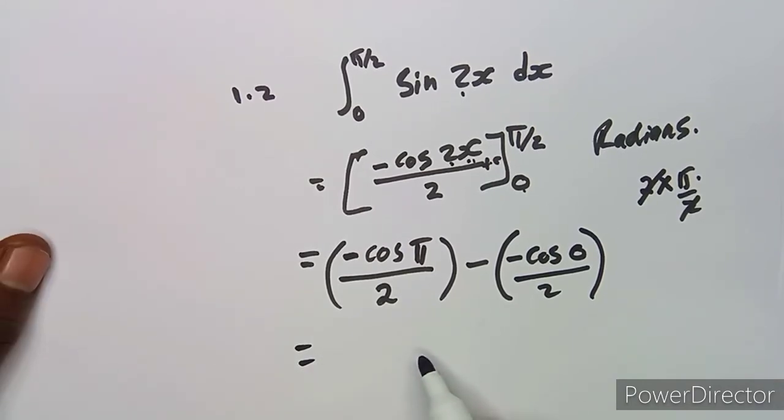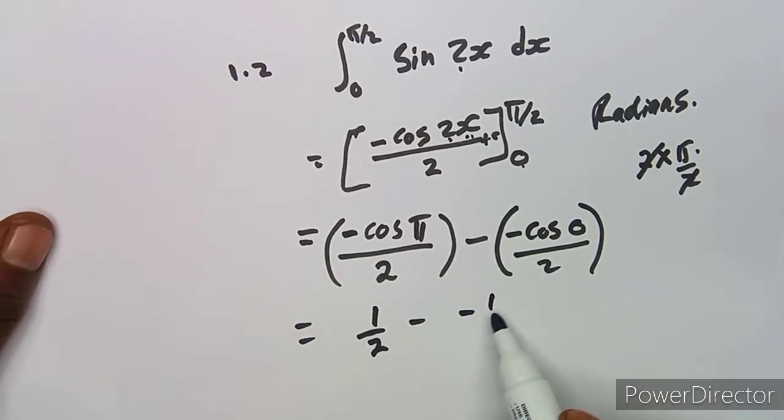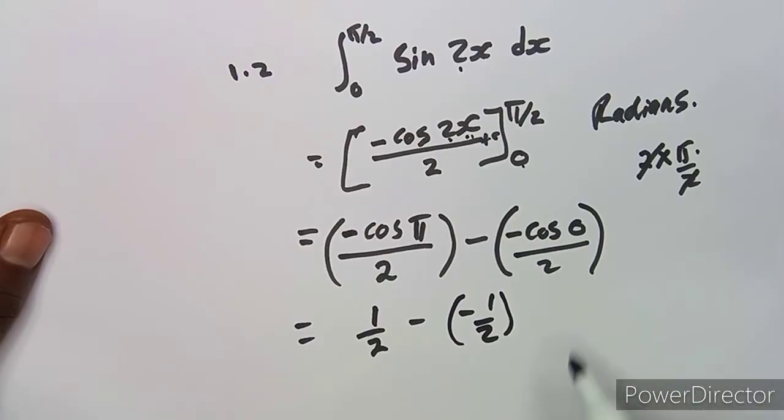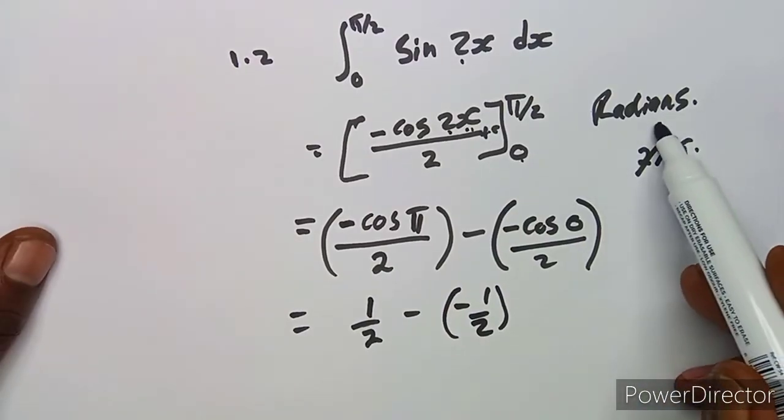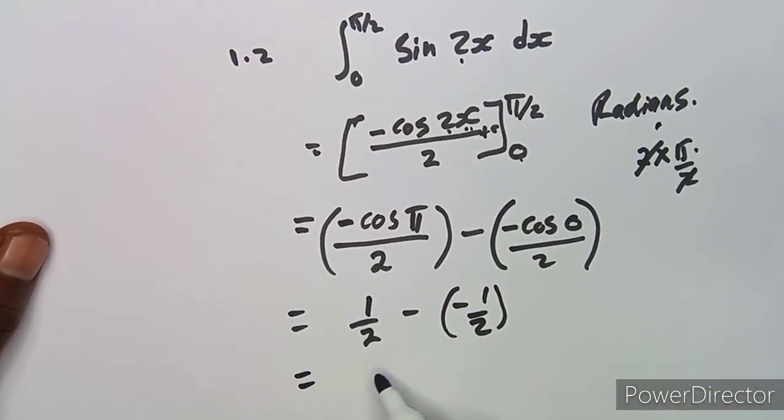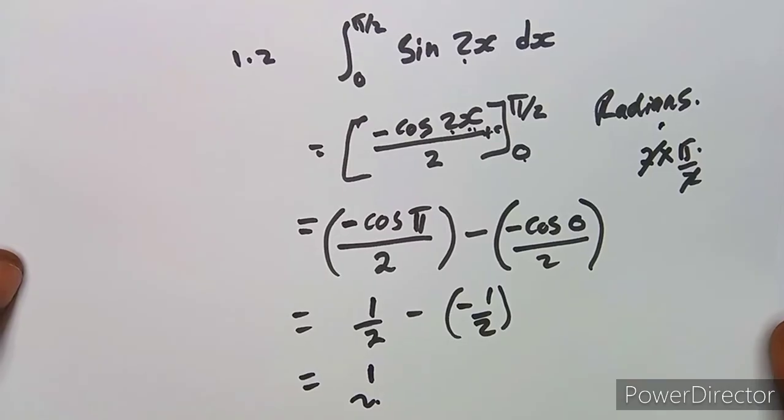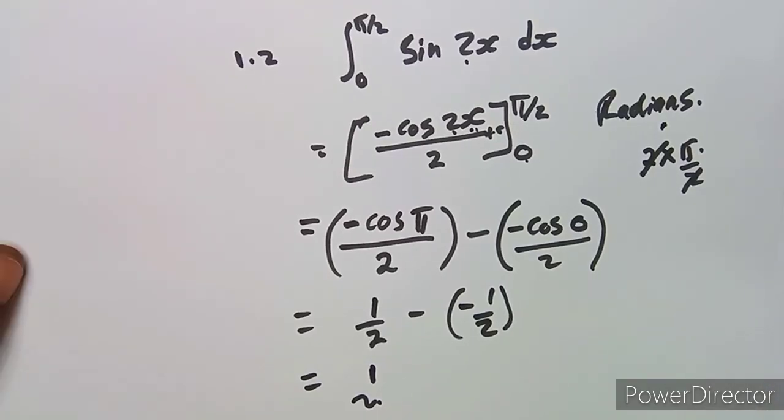All right, so use your calculator to simplify. Here we are going to obtain a positive half, minus here we are going to obtain a negative half from this, and make sure that your calculator is in radians. All right, so this is going to give us a 1 at the end. If you add properly there, that's a 1. So that's it, guys. As you can see, just direct like that, integrate, then put in your values and so forth.